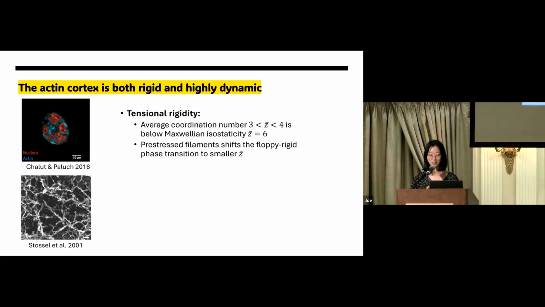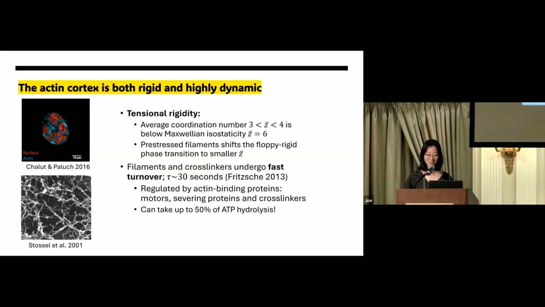From this, you may think, wow, every filament is mechanically extremely important, so we shouldn't touch any of them because it will go floppy if we touch them. But it turns out that the filaments and crosslinkers are undergoing fast remodeling, or turnover. Every 30 seconds, the actin cortex in your cell has undergone a complete turnover. That is highly counterintuitive. How does the cell maintain rigidity, but is also highly dynamic and sustains such fast turnover? Also, this turnover can take up to 50% of total ATP hydrolysis. So why does the cell do that, and how is it possible?